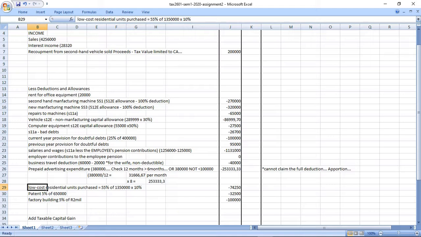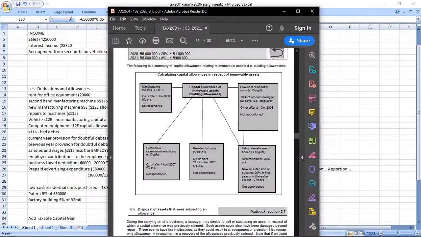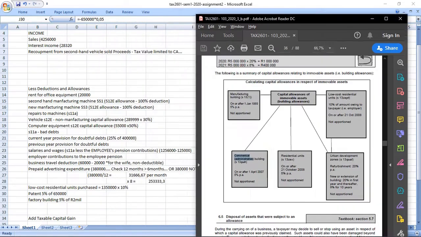Here, the low cost residential. This 55 needs to come out actually because this was only for the commercial buildings. Okay, I need to correct that. Take out the 55%. Right, 10% of the cost of the residential. Okay, we're looking at the commercial building, this one. Administration building. Right, on or after 1st of April, 5% not a portion. All right, that's the one that we're actually looking at here because of the office.